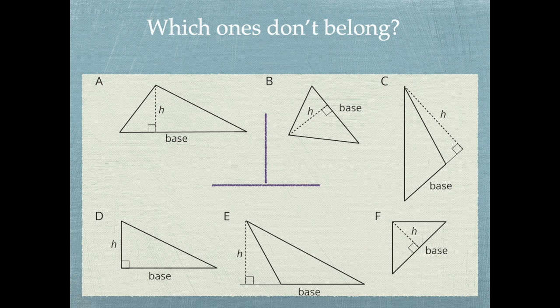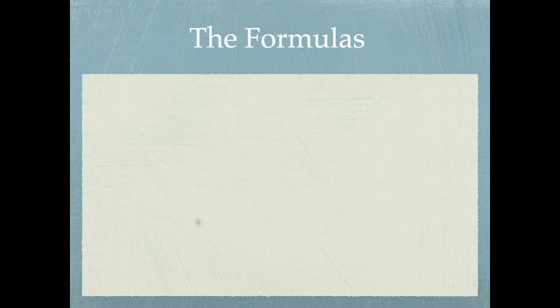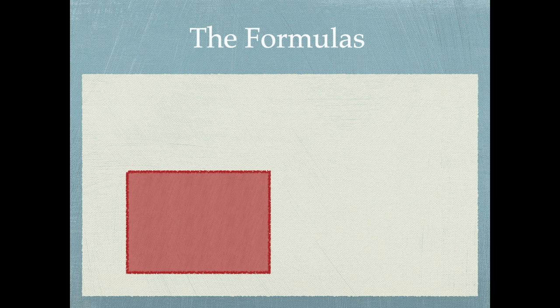There is another answer here though. I could also say C and E do not belong because they both have height on the outside. It's correct to have height that way, but they're the only ones that are different. Well, there's a lot of correct answers here to which one doesn't belong, and that's left to your interpretation. I want you to make some observations. The thing I need you to know, though, is the formula for a parallelogram and the formula for a triangle.